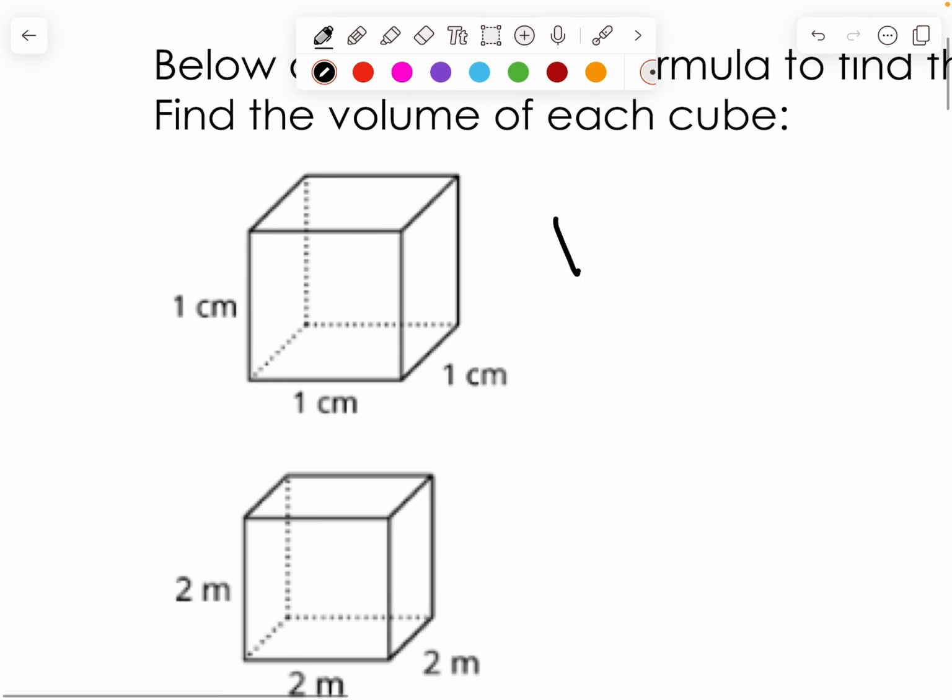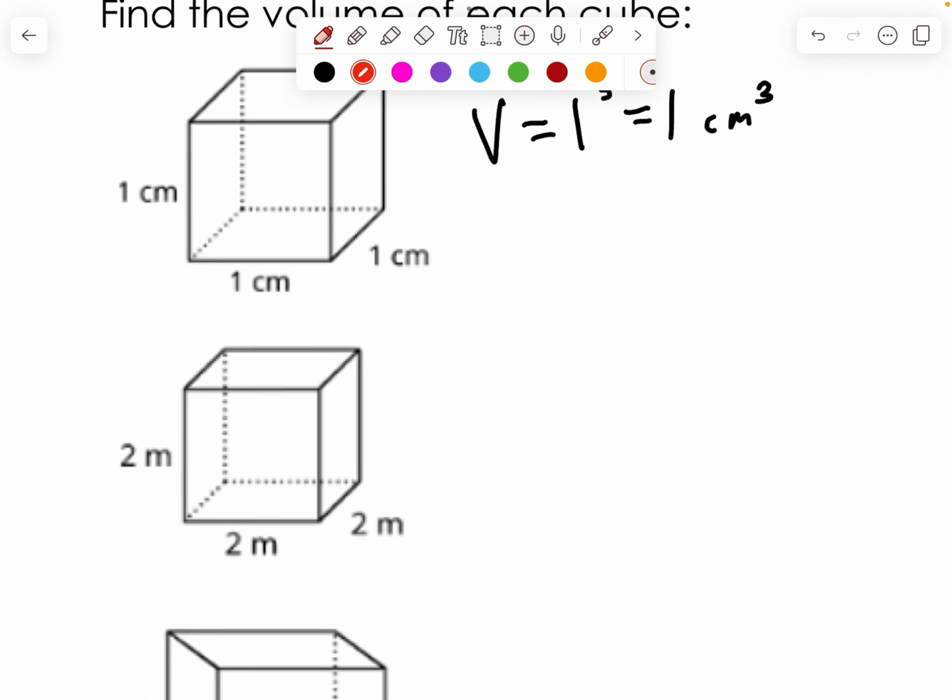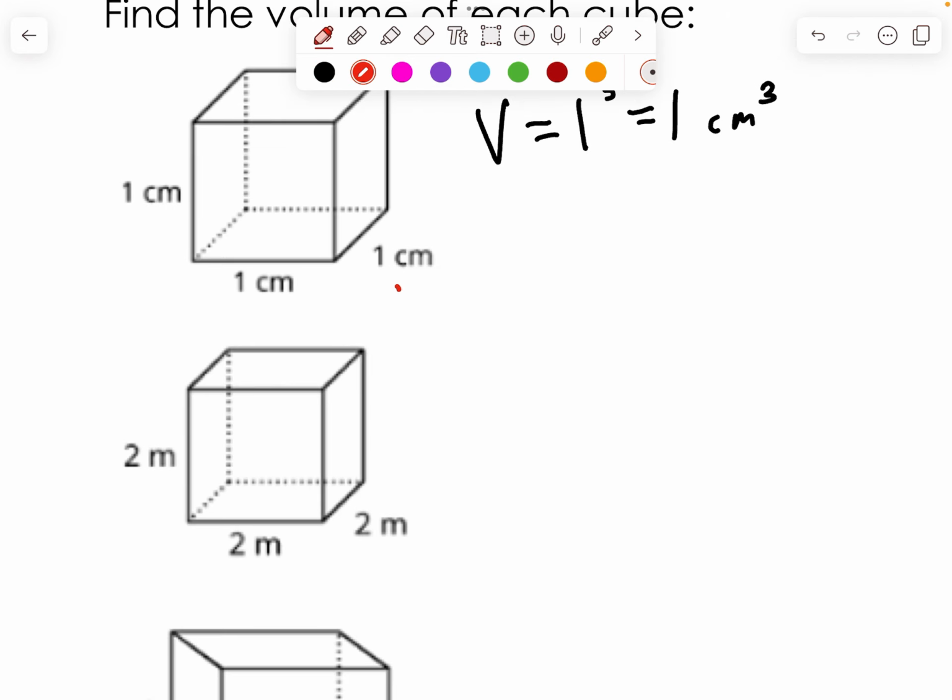So volume equals 1 cubed, which equals 1, with a side length of 1. The volume of a cube with side length 1 is just 1, and it'd be centimeters cubed. Sometimes I don't put units.